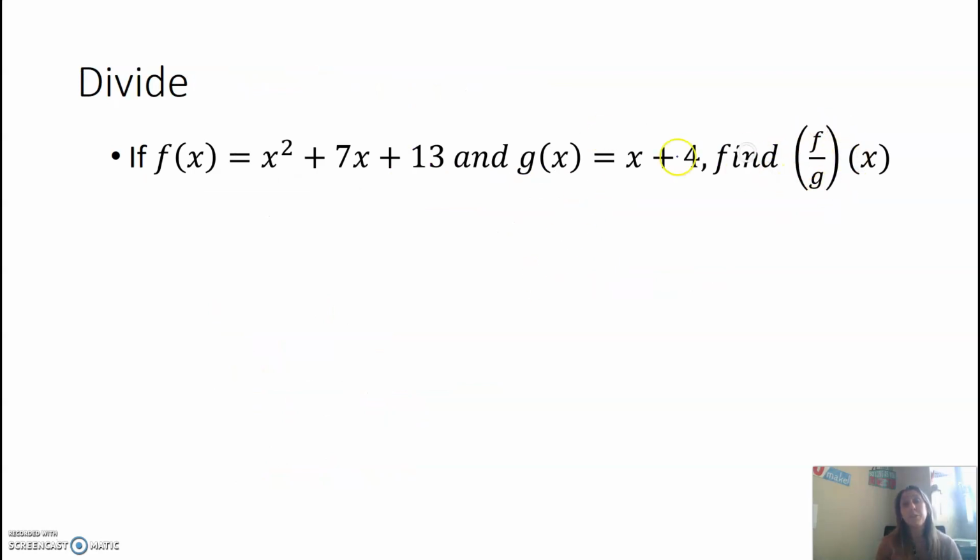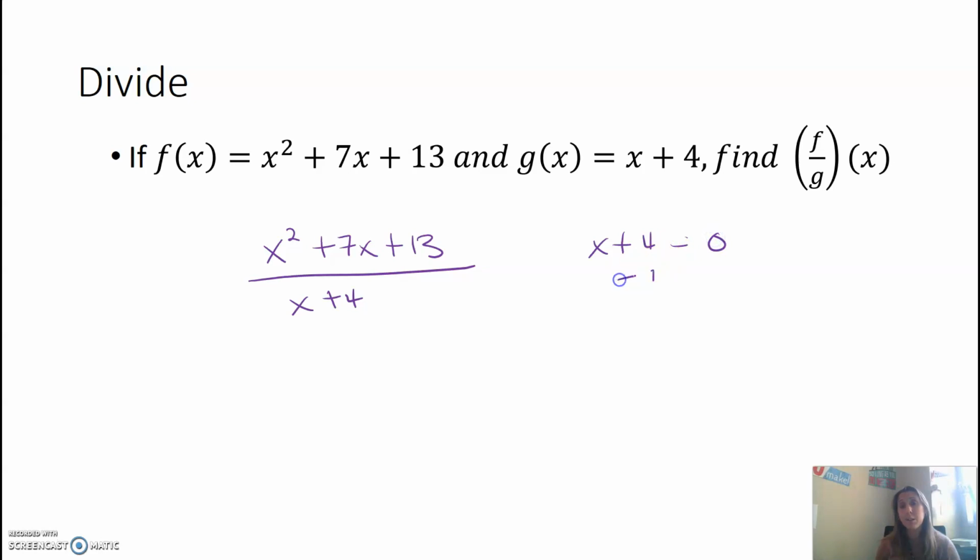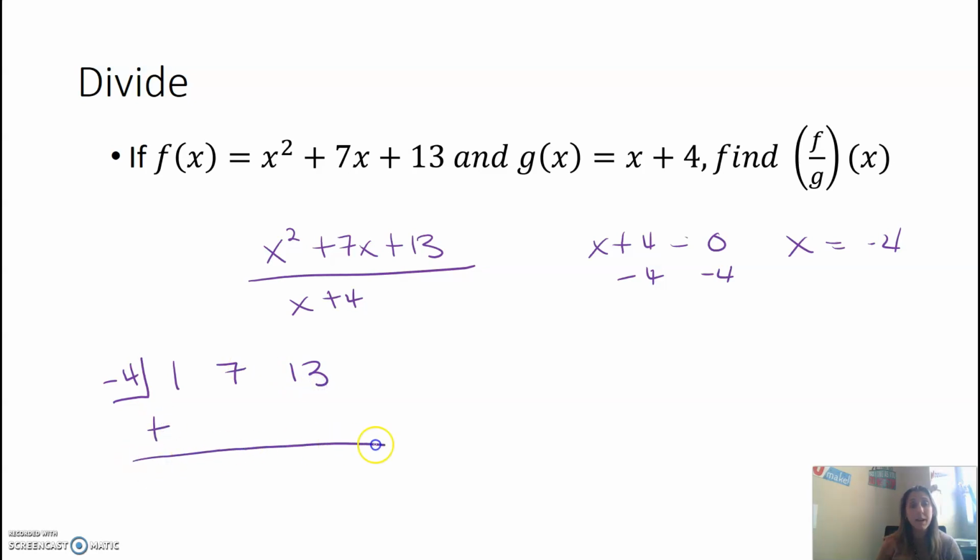So this is what it would look like if I were giving it to you on the test. I would have you find this. The first thing you would want to do is x squared plus 7x plus 13 all over x plus 4. We don't have any missing terms, so I can just figure out x plus 4 is equal to 0. I get x is equal to negative 4. And then I can just do my synthetic division. So I have this set up: negative 4, 1, 7, 13. Put my plus so I remember that I'm adding.